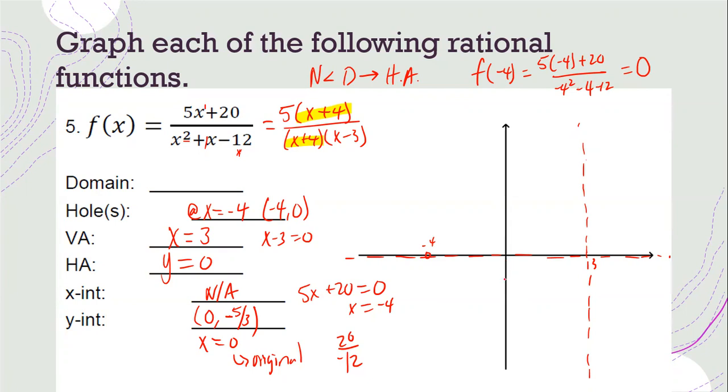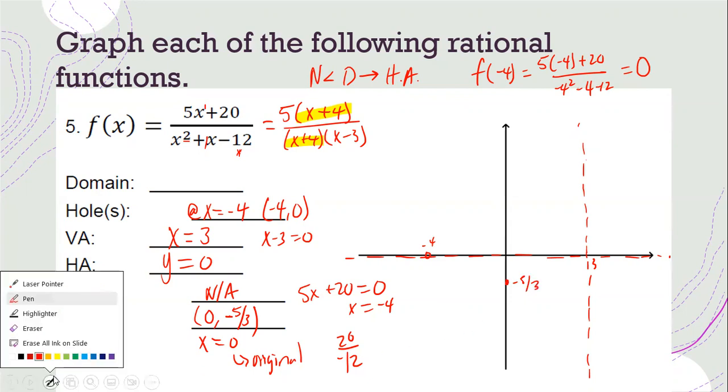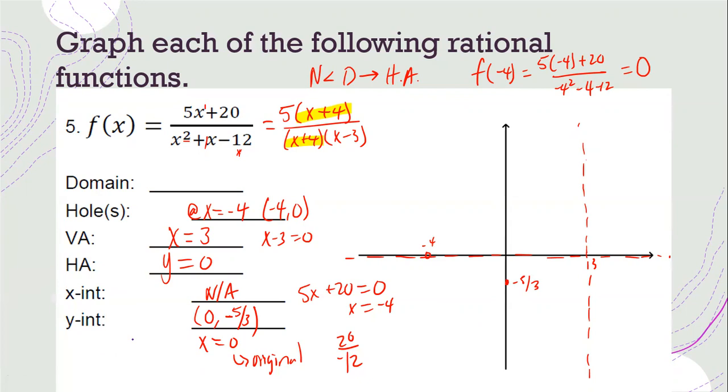All right, 0. So we're going to go down to negative 5/3. I'm going to put it there, and we're going to determine what is happening around our asymptotes. If I choose a point to the left of 3, what point would be a good point to plug in? I can plug in 2.